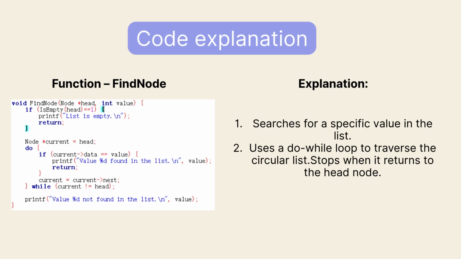And this is the function for find node. It will search for a specific value in the list. It uses a do-while loop to traverse the circular list. It will stop when it returns to the head node.